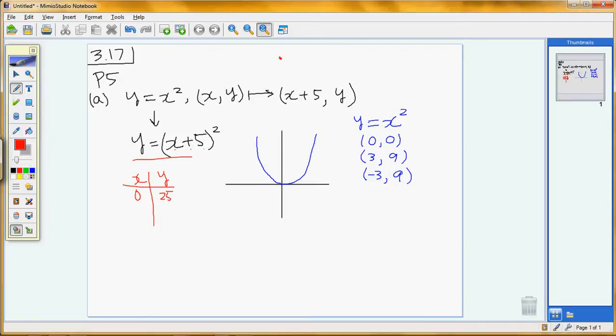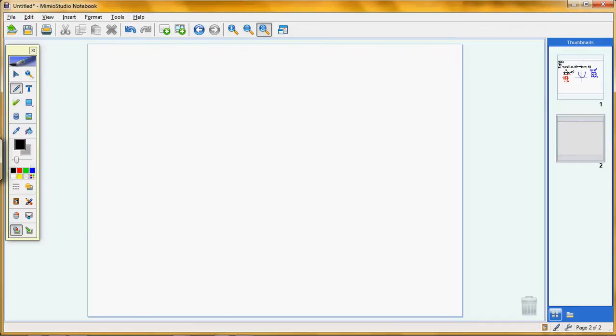And if you have 1, that would be 1 plus 5, which is 6, and square it, that's 36. That would be all the way up somewhere over here. Well, it's way higher than that. So you're going to sketch that. So that's part A of problem 5. You do the rest by yourself.